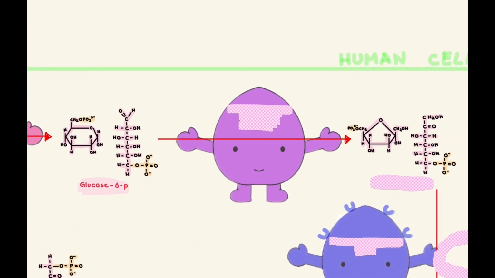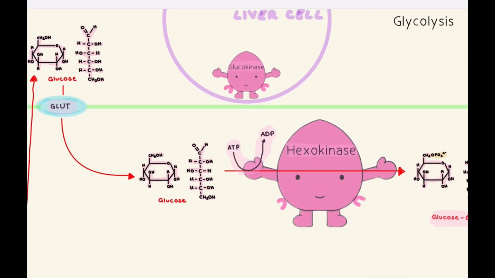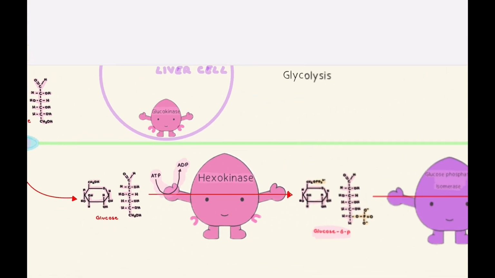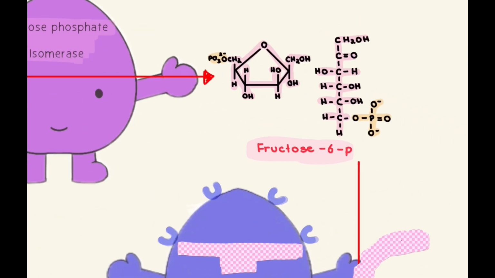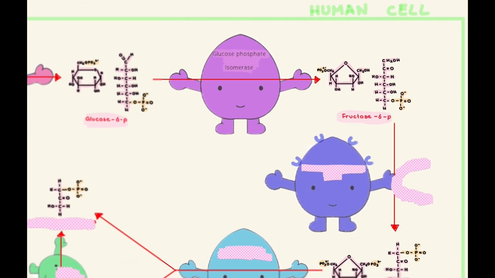In the next step, glucose 6-phosphate will be isomerized by glucose phosphate isomerase into fructose 6-phosphate, making a ketose sugar. A ketose sugar, meaning a sugar with a carbonyl group in the middle of the carbon chain, in contrast to the aldose sugar, where the carbonyl group lies on the end of the molecule. The phosphate group remains on carbon 6 during this process. This step is called isomerization of glucose 6-phosphate to make fructose 6-phosphate.